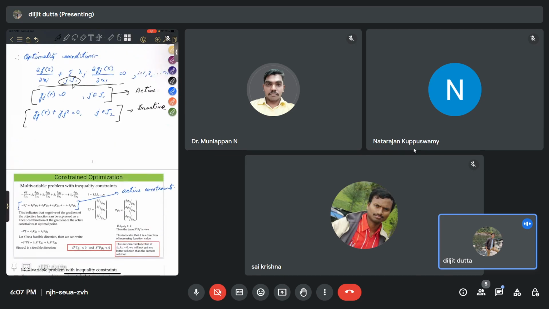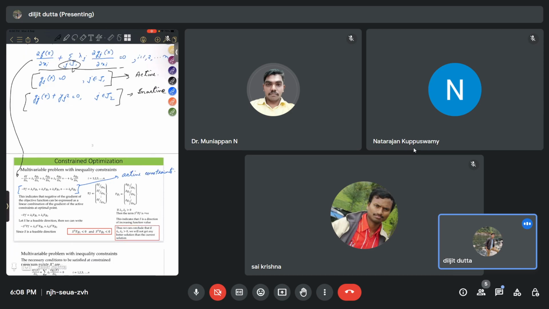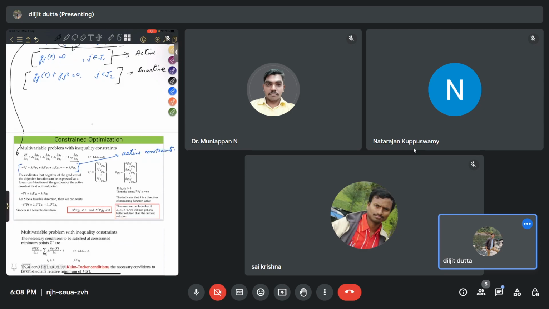Now what we can do, we can write this equation in this form. We take the lambda j term and the del f by del x part into the right hand side. So if we take it into the right hand side, we get the equation in this form, that is minus of del f by del xi is equal to lambda 1 del g1 by del xi plus lambda 2 del g2 by del xi and up to lambda p into del gp by del xi. So here p is the number of active constraints we are considering here.